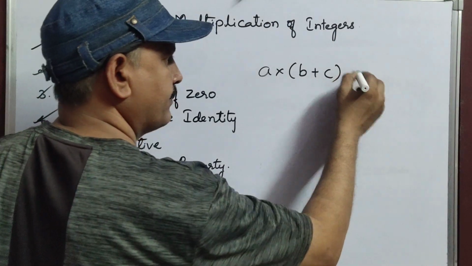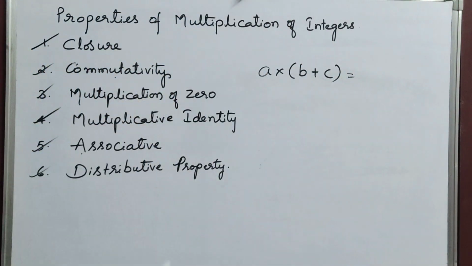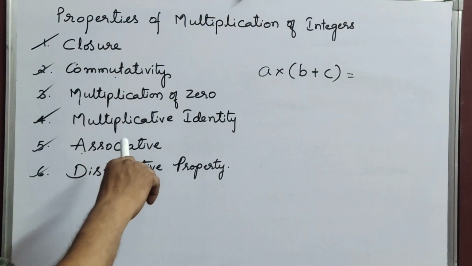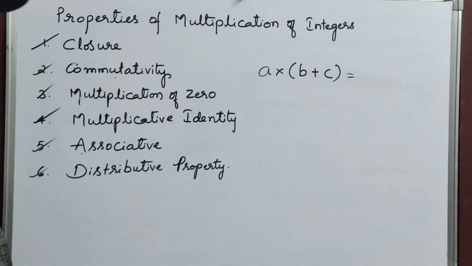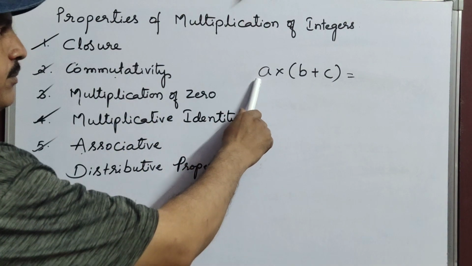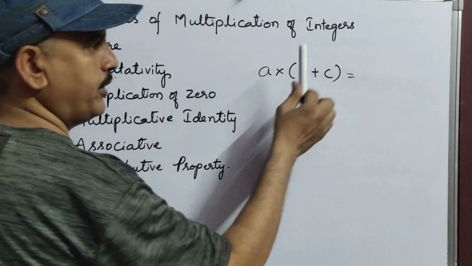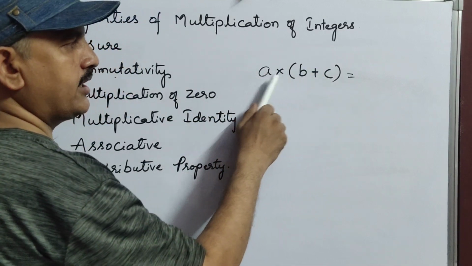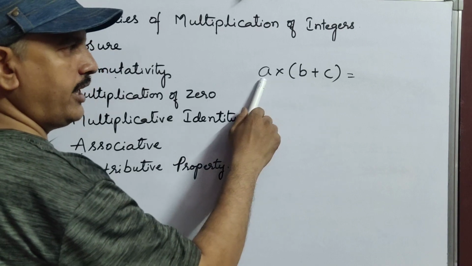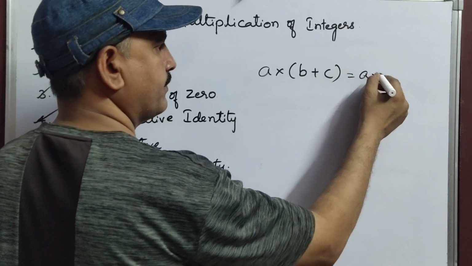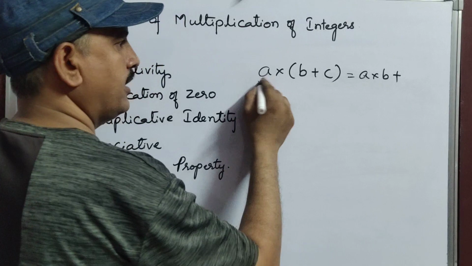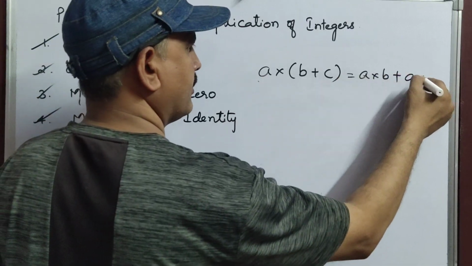Now see here, A into (B plus C). That means we should multiply A with B and A with C, so it becomes A into B plus A into C.